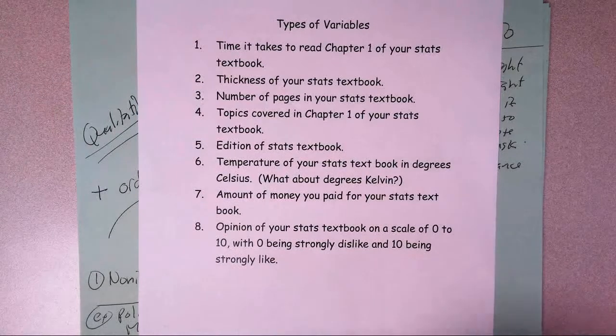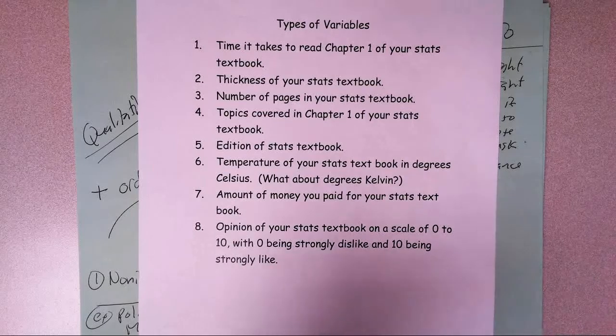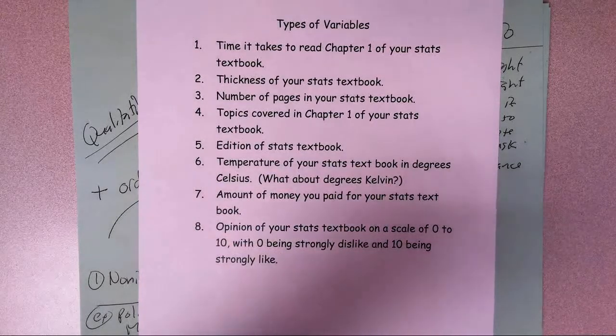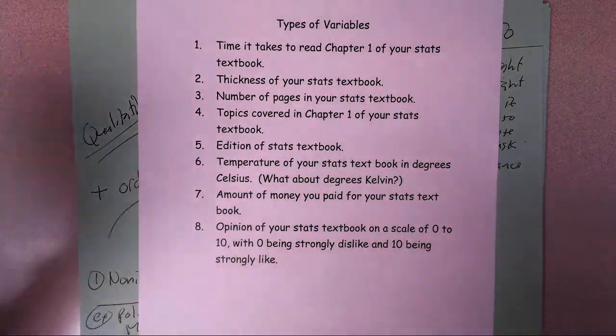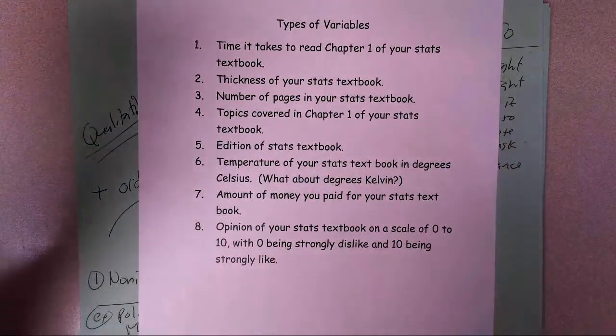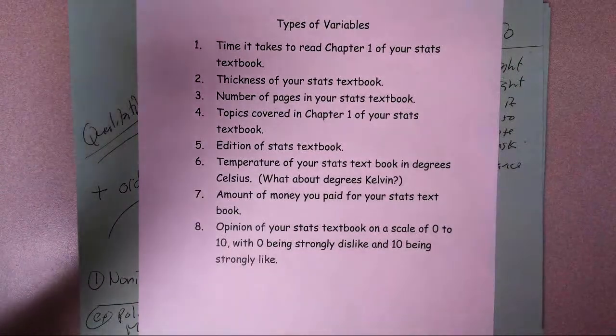So the time it takes you to read chapter 1 of your stats textbook, that is a ratio scale. Okay, the time it takes you to do a task is ratio. Okay, 0 is when the task begins, right? Absolute 0. The thickness of your stats textbook, that's ratio. Okay, so oftentimes quantitative variables are ratio. The number of pages in your stats textbook, that's ratio.